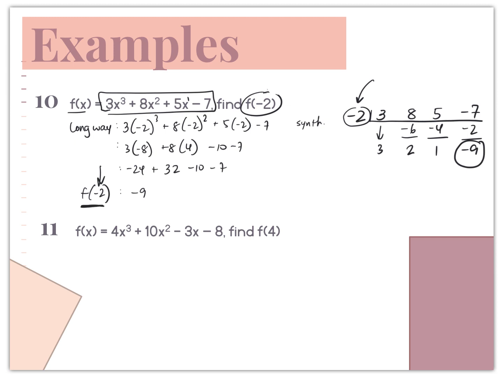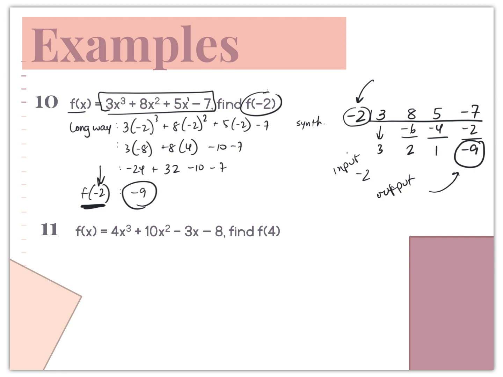And notice, when we plug negative 2 in, we got negative 9. So here, negative 2 is our input, and our output is negative 9. And so that was a whole lot easier than doing the math. And so you can utilize synthetic division, and the remainder is going to be the value of the function at that x value. So it's pretty cool.